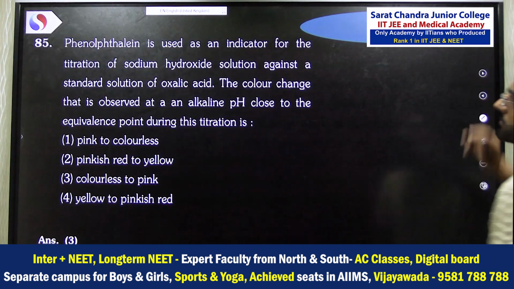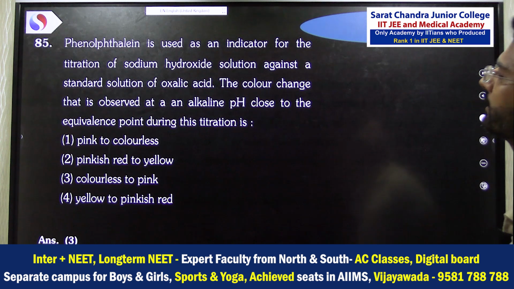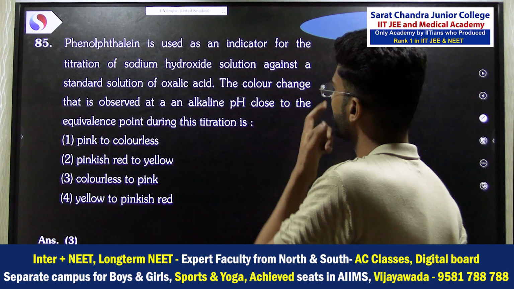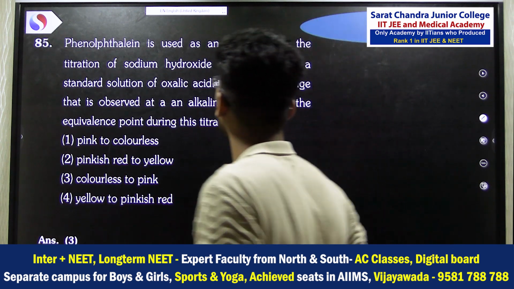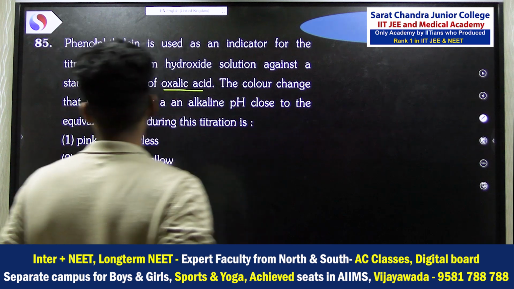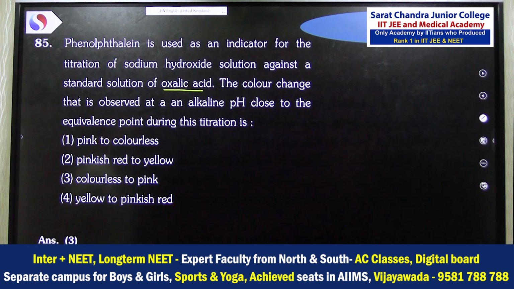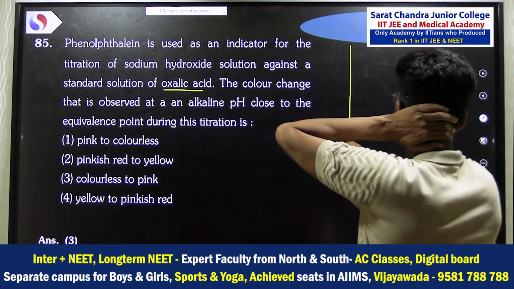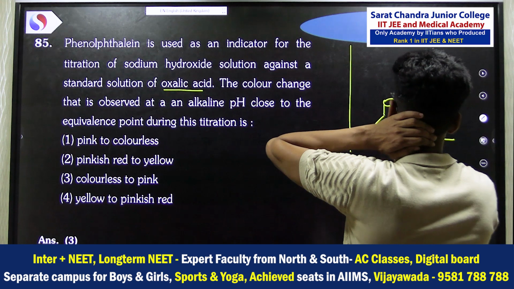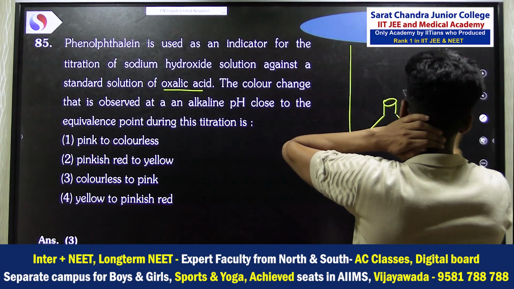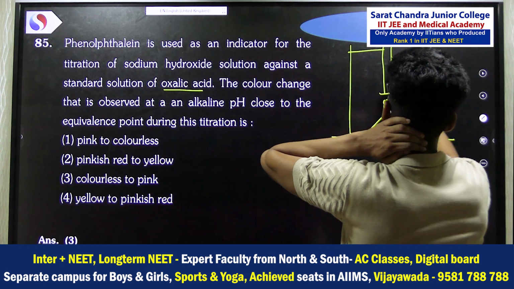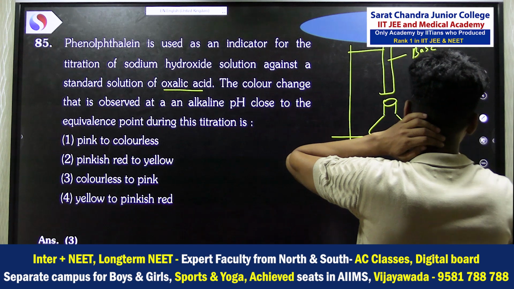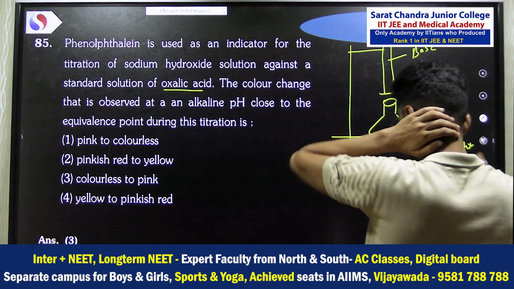Another question. Phenolphthalein is used as an indicator for the titration of sodium hydroxide solution against a standard solution of oxalic acid. The color change is observed in the alkaline pH, close to the equivalence point. So how do we do titrations? We have a conical flask here, in which we put acid. Here is a burette. In the burette we fill base. Along with the acid we have to add an indicator here. Which indicator do we use?